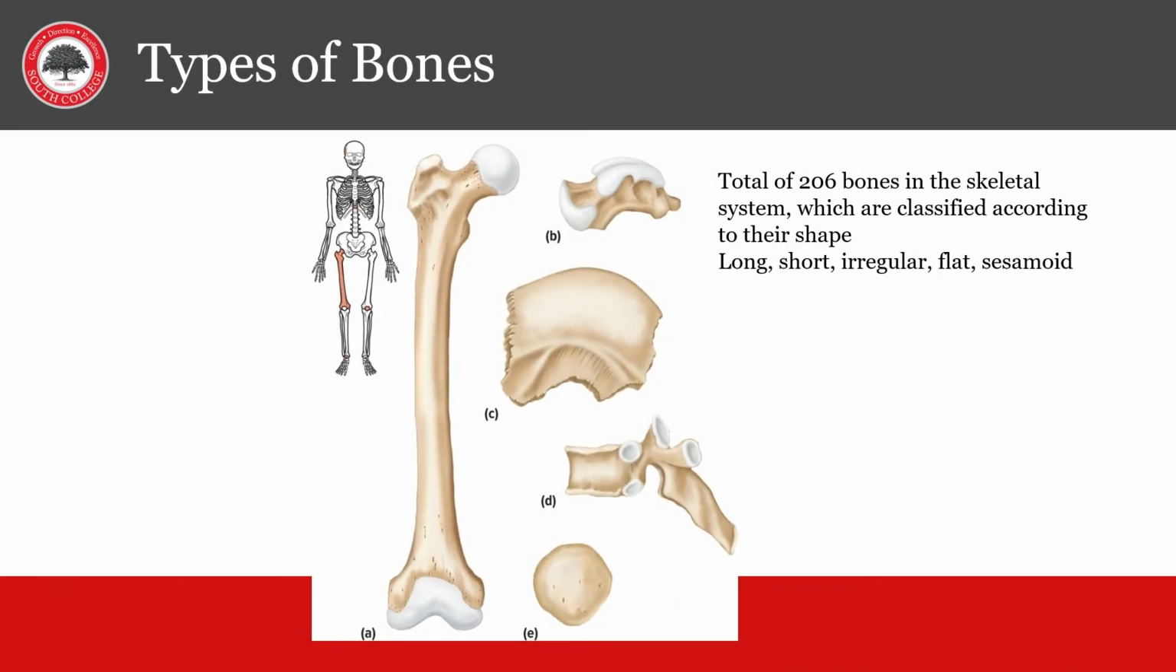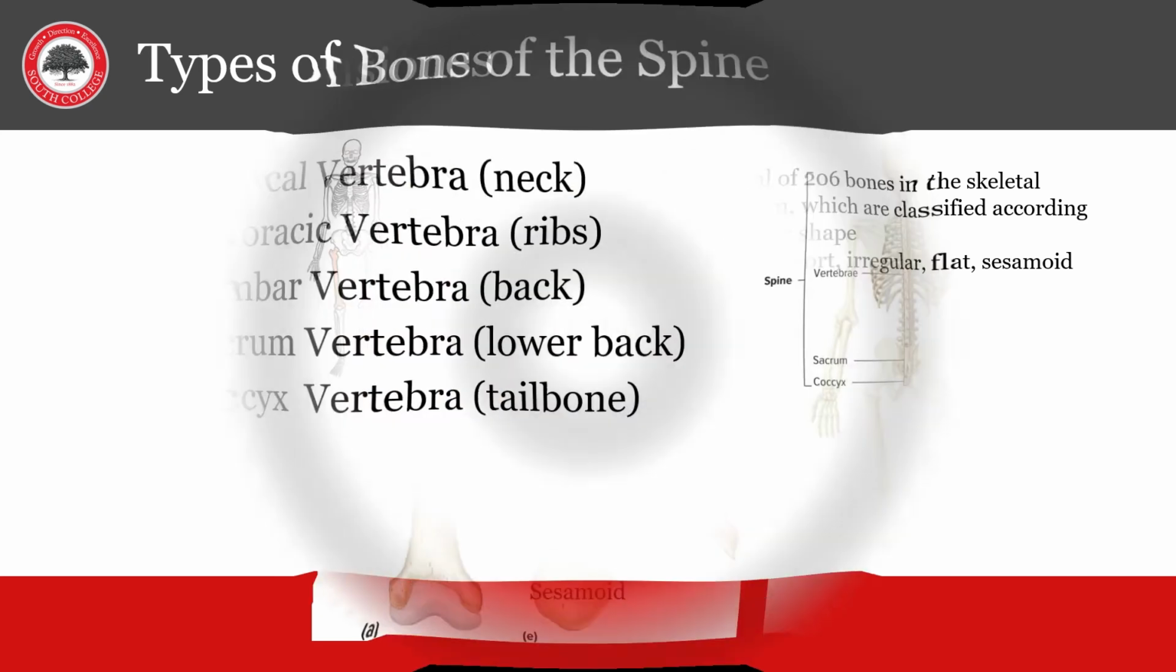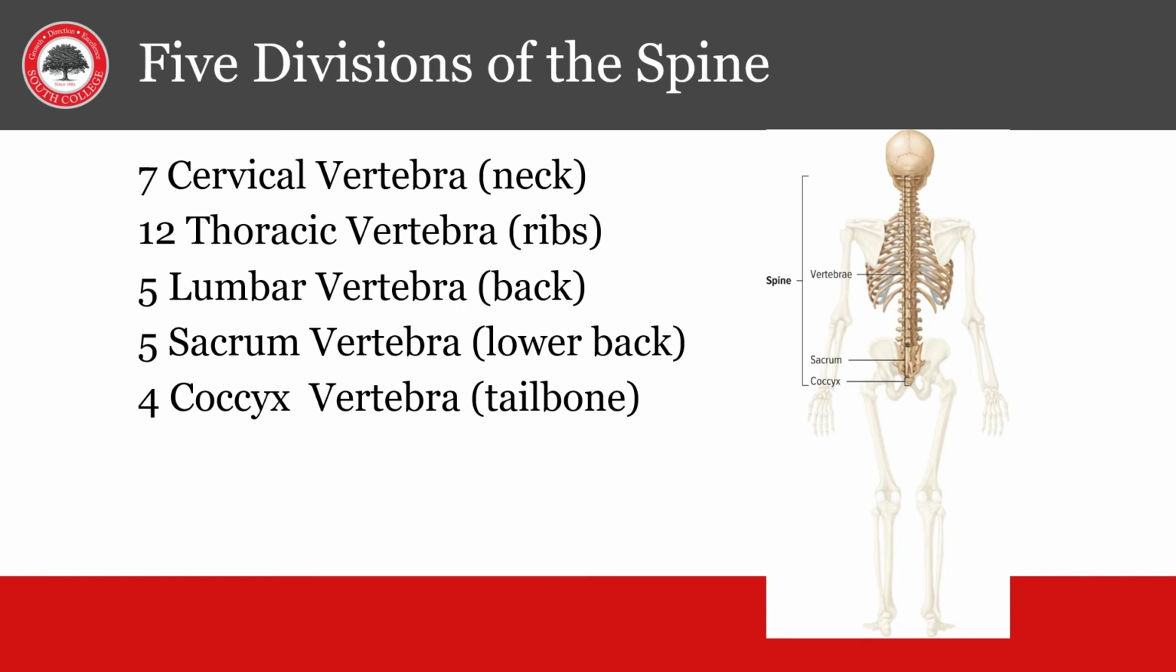Wow, there are a total of 206 bones in the body, although some may have more or less due to anatomical variation, but most have 206 bones. We have long bones, like the femur, short bones, like this vertebra, flat, like the parietal bone, irregular, like this rib, and then sesamoid, like the patella. Sesamoid bones are far away from other bones. The spine divides up into the cervical, thoracic, lumbar, sacrum, and coccyx.